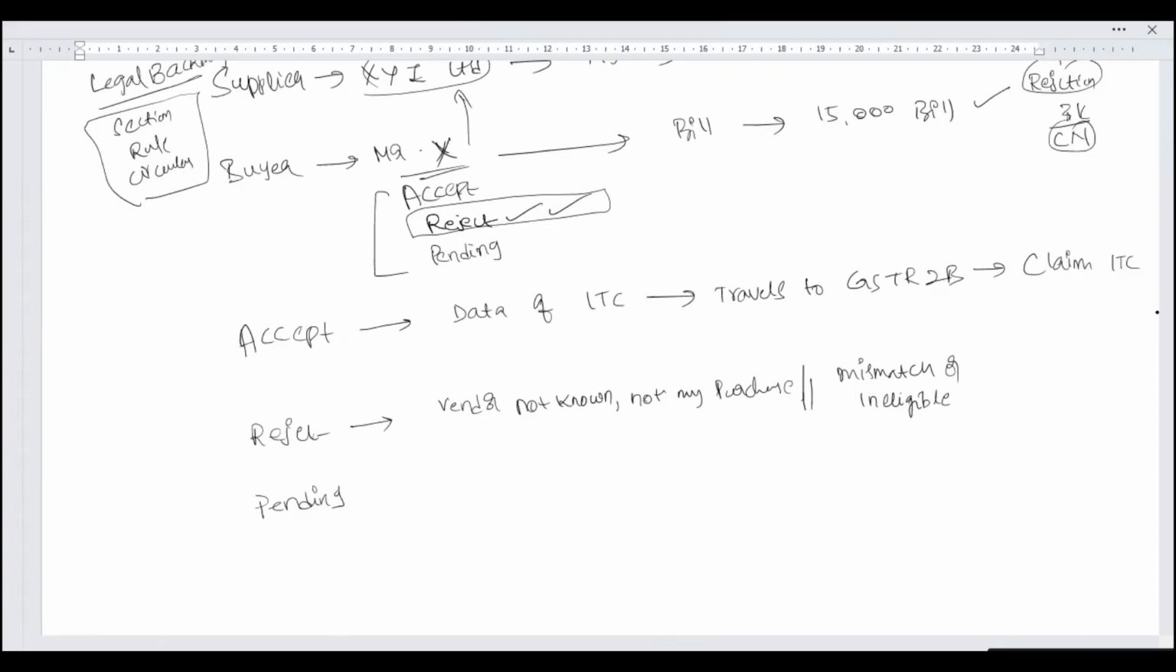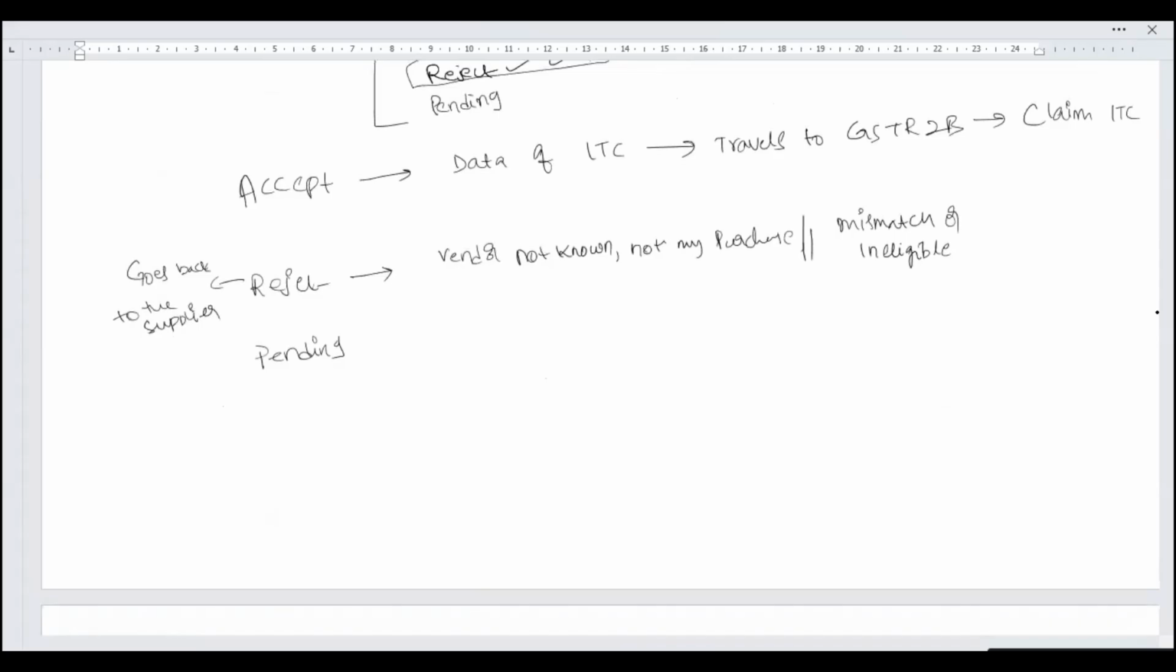So you have a window called 4B1 where it should have been shown as ineligible. Anyway, I'm not claiming, so I click on reject. The moment I reject, this goes back to the supplier. Now, the ramification, I'll explain with respect to credit note. In relation to a tax invoice, it goes back to the supplier saying that your party rejected that. So it is just an intimation.